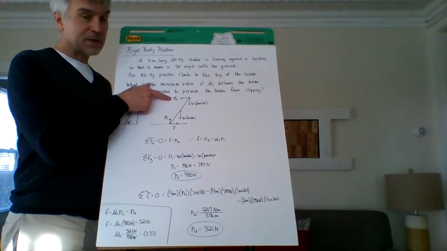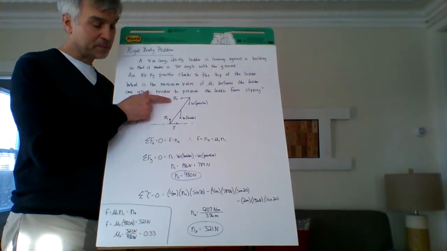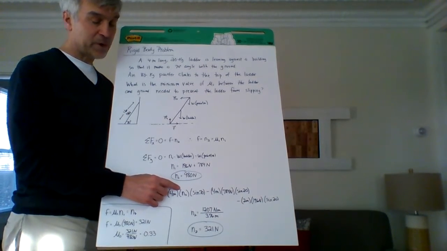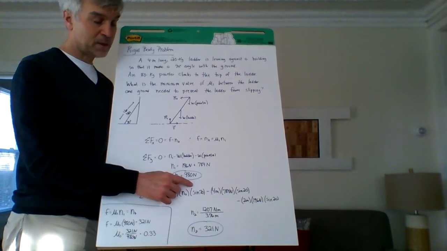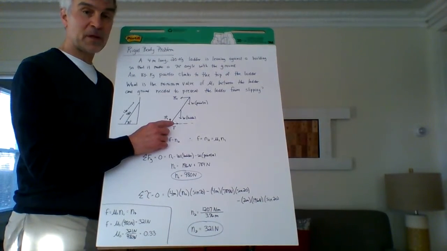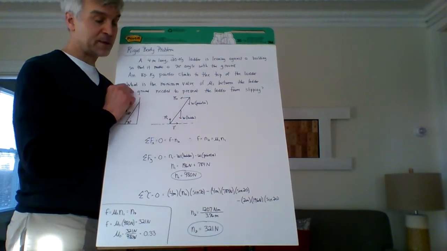So, N2 is 4 meters from the bottom of the ladder because the ladder is 4 meters long. So I'm going to do R times F, we don't know the size of N2, times the sine of the angle between them. If this is 70 degrees between the ladder and the ground, this is 70 degrees between the top of the ladder and N2.